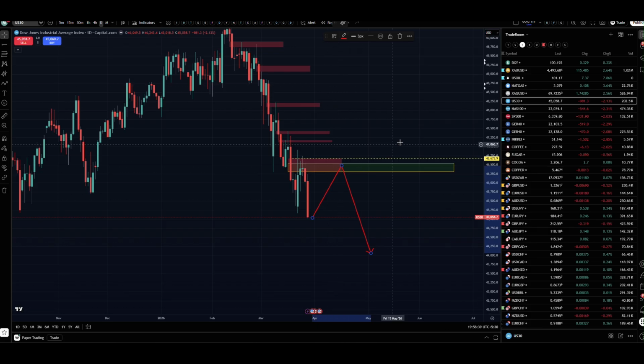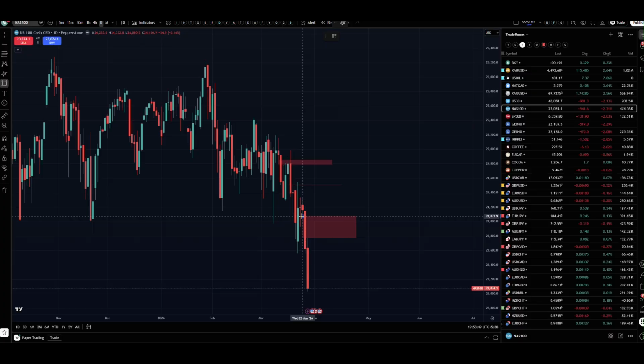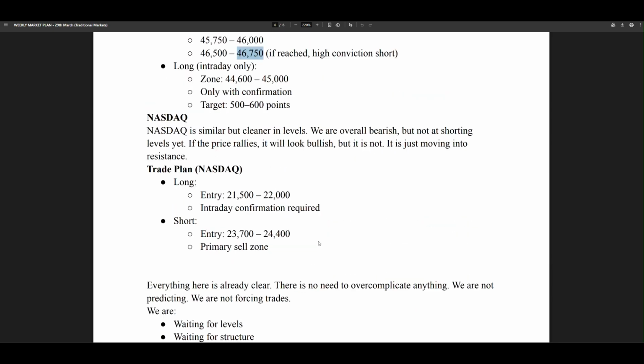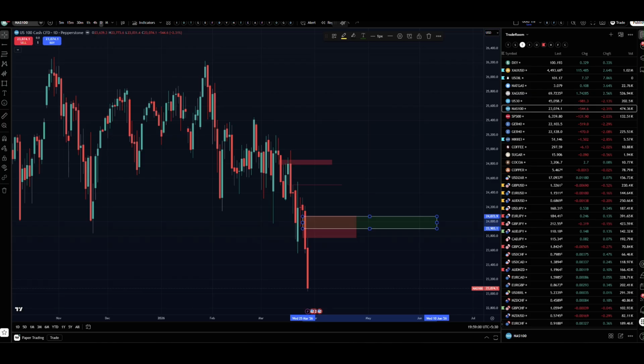So those are the scenarios for US 30. Now exactly the same thing is happening on the Nasdaq, and that's the imbalance that we see for 24,000, and that's what is mentioned here. 24,000 short, 23,700, 24,000, and long around 21,500 to 2200.